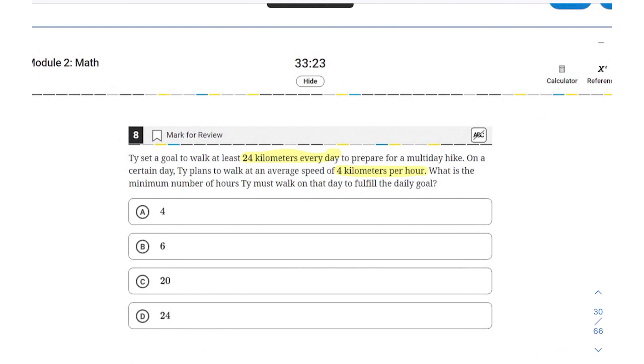So that would be 4 kilometers per hour times however many hours he walks. Let's call that h, just to make the variable match what we're representing. So 4 kilometers per hour times h hours should get him to his total of 24. And if we divide by 4, we get h equals 6.